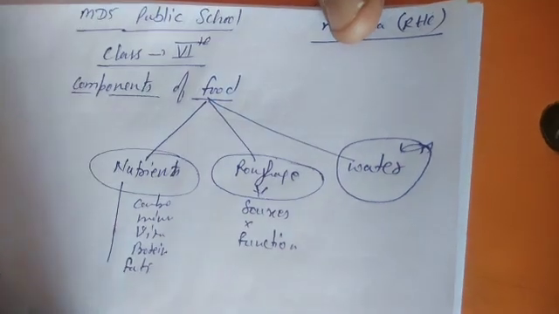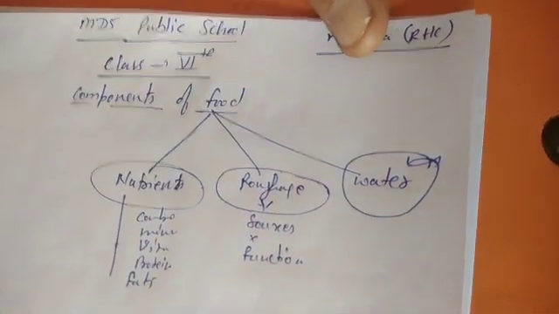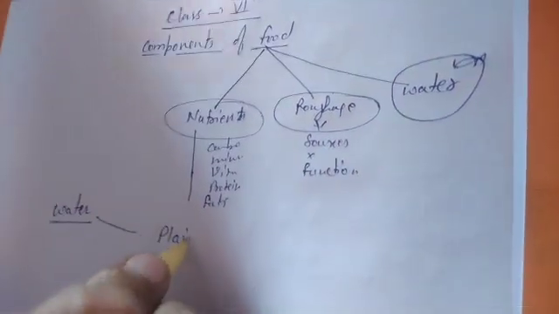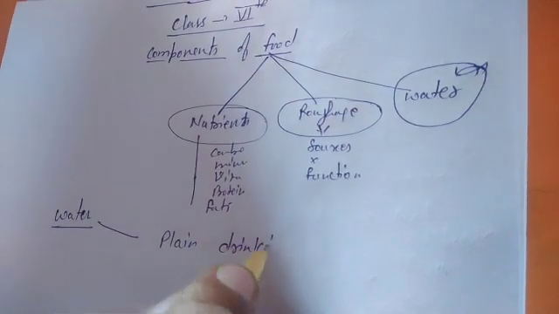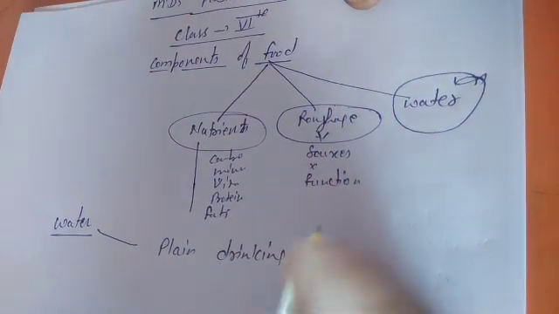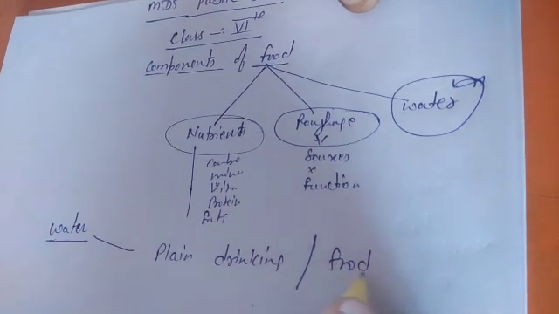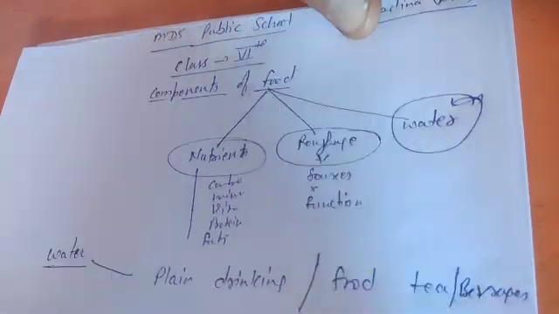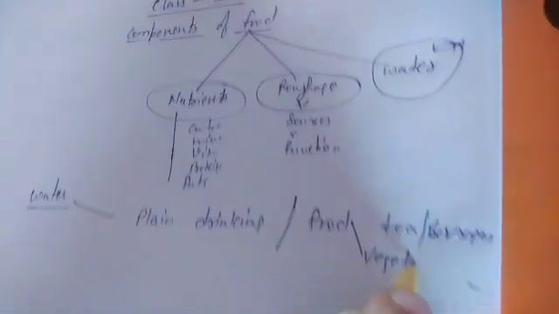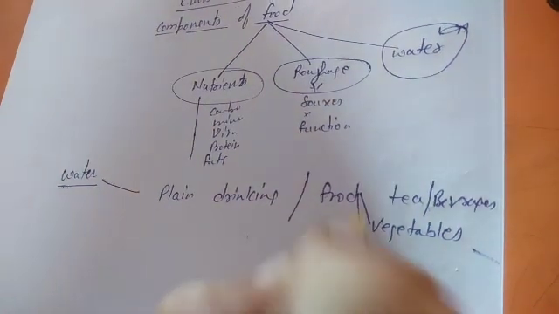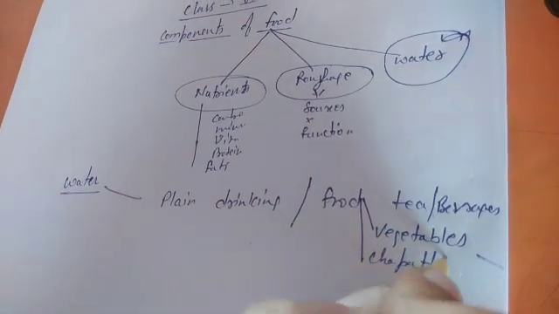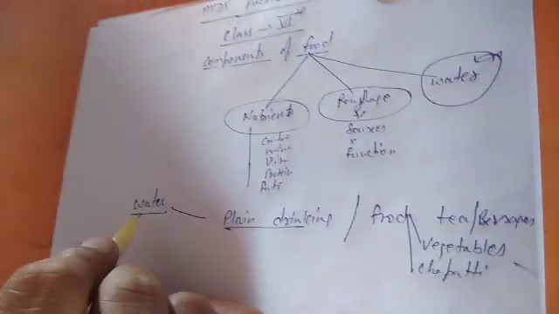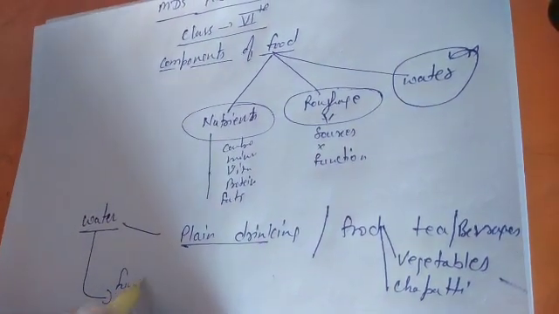Water. Most of the water we use we get from plain drinking, but it is also available in other forms, like the food you eat, in tea and beverages. Vegetables also contain water, dear. Chapatis also contain water. So there are different sources from which we take water inside, but why are we taking it? What functions does water play?